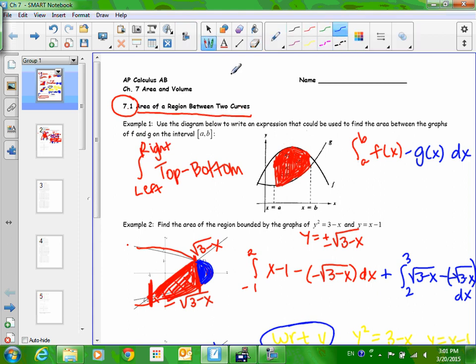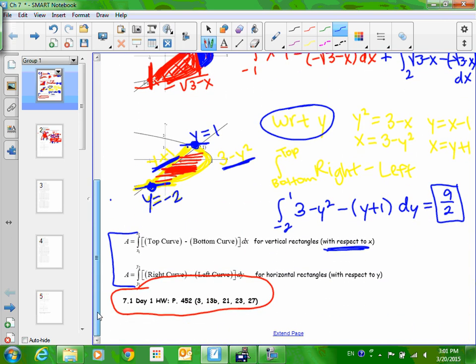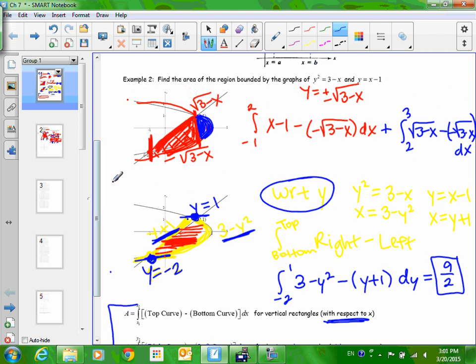Okay, so what we're going to do today is day 2 of this 7.1. If you guys remember from yesterday, we talked about 2 different ways to find area. Do y'all remember why we had to have a second way? We started off doing top curve minus bottom curve, but why did that not work in this example 2?